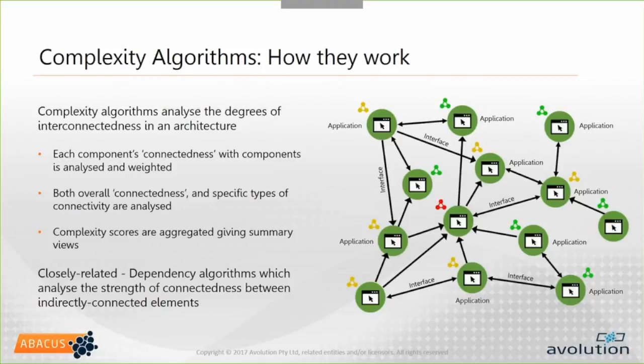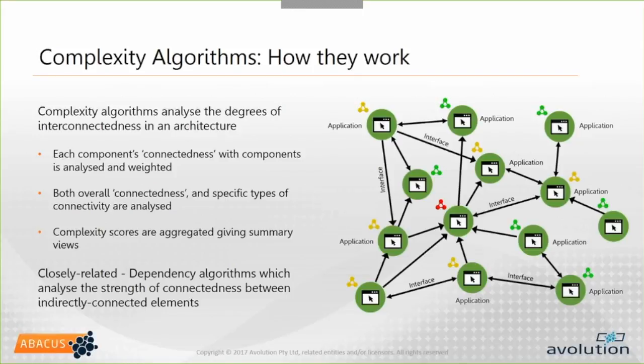One of the key bits of analysis we do is analyzing the complexity of architectures. Complexity is one of the big challenges for architecture teams and for businesses in general, but it's often quite hard to define. We have a very simple definition of complexity, and what we mean in simple terms is the connectedness of each component, to what extent each component is hardwired into the rest of the architecture. We can look at the overall connectedness, and we can look at specific types of connectedness.